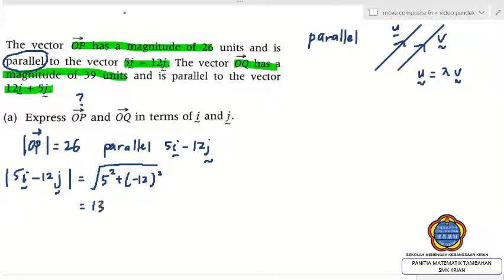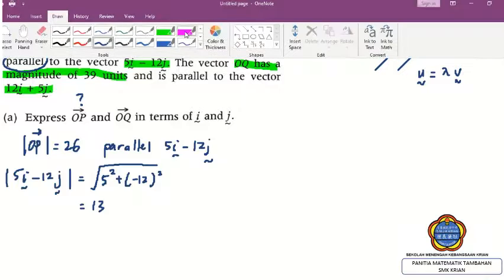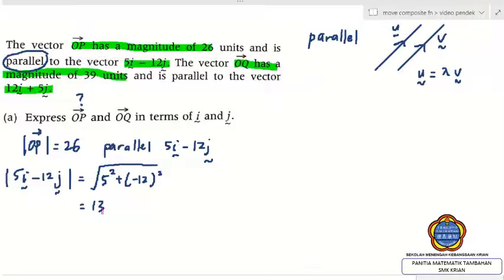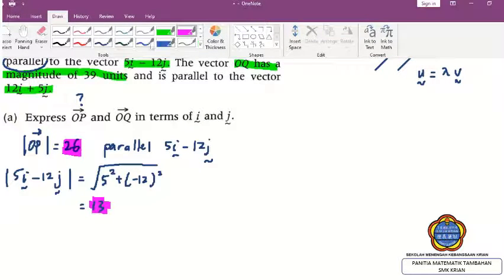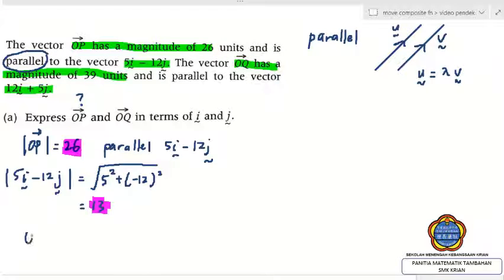Okay, as you can see here, number 13 is related with number 26, since these two numbers have the same vector. Right now, from the formula of parallel vector, we can write OP parallel to this vector, lambda vector 5i minus 12j. Okay, this is the formula of the parallel vector.